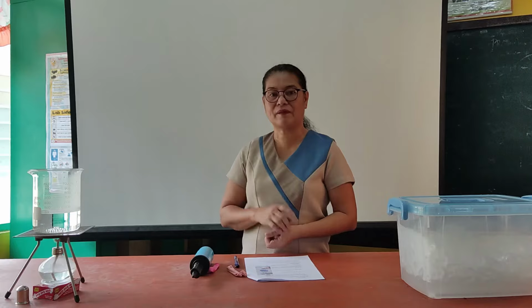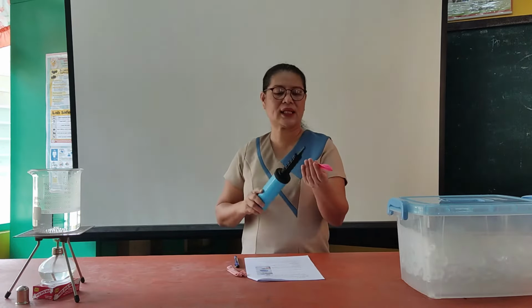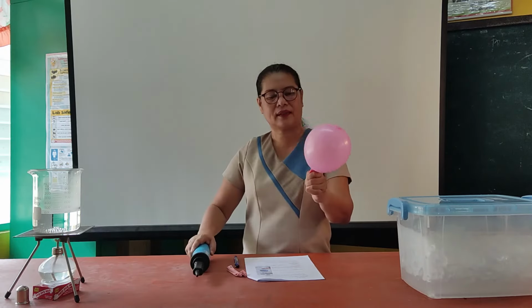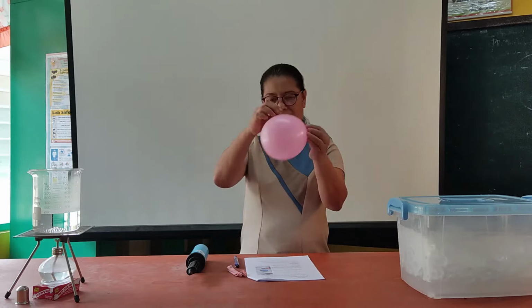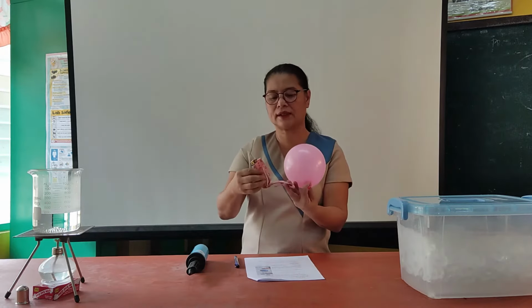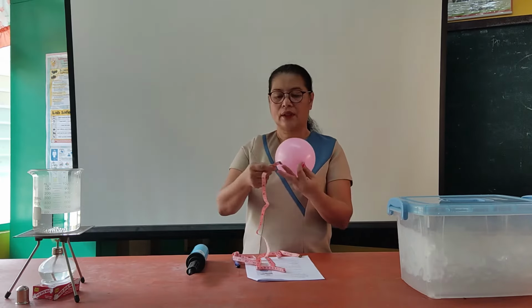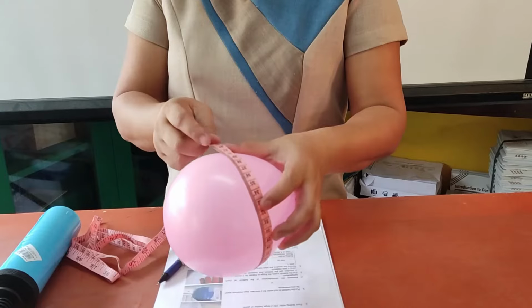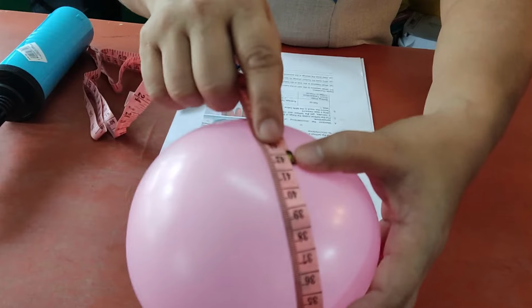Let's begin. First, let us blow up the balloon using the balloon pump. Then, tie its end. And then, measure the circumference using the tape measure. Let us use the centimeter unit. And the reading is 42 centimeters.